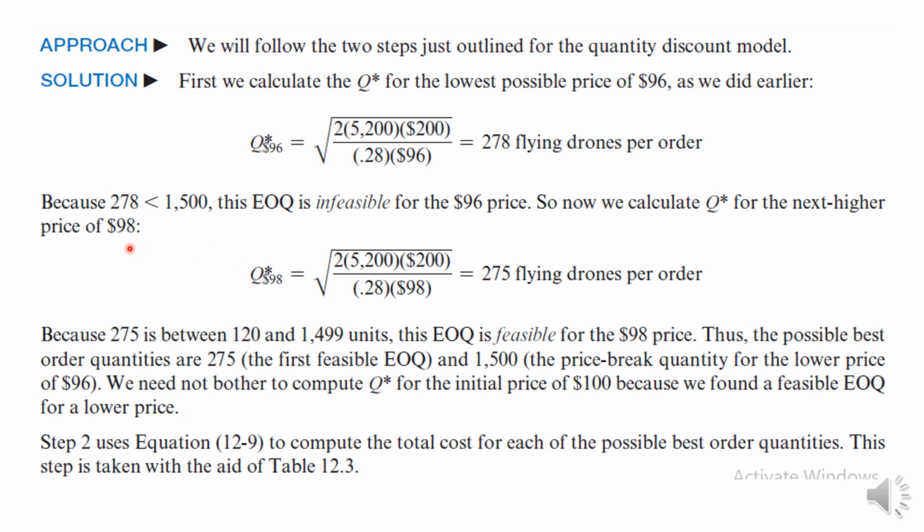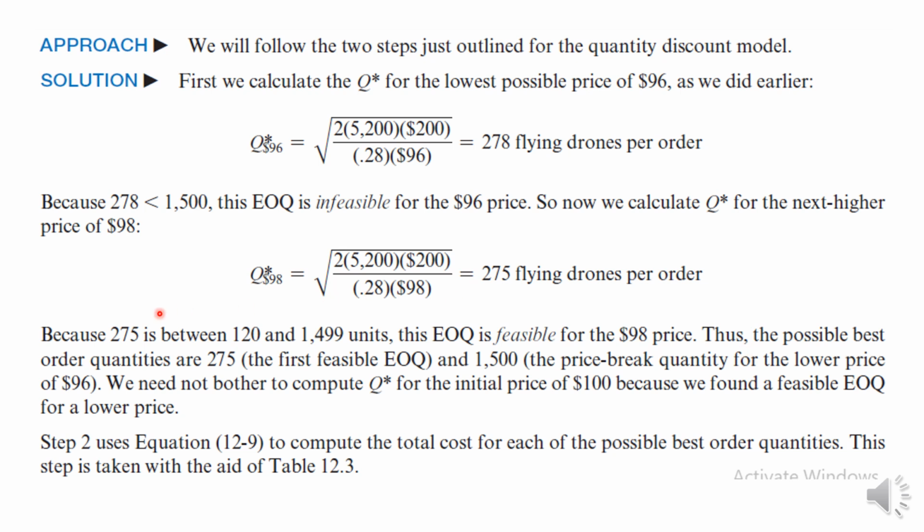In the next higher level, that is $98, we work it out with the same EOQ formula, 2 into D into S divided by I into P, and that is 275. 275 is between 120 and 1499. So this is feasible now. This EOQ is feasible for the 98 price.